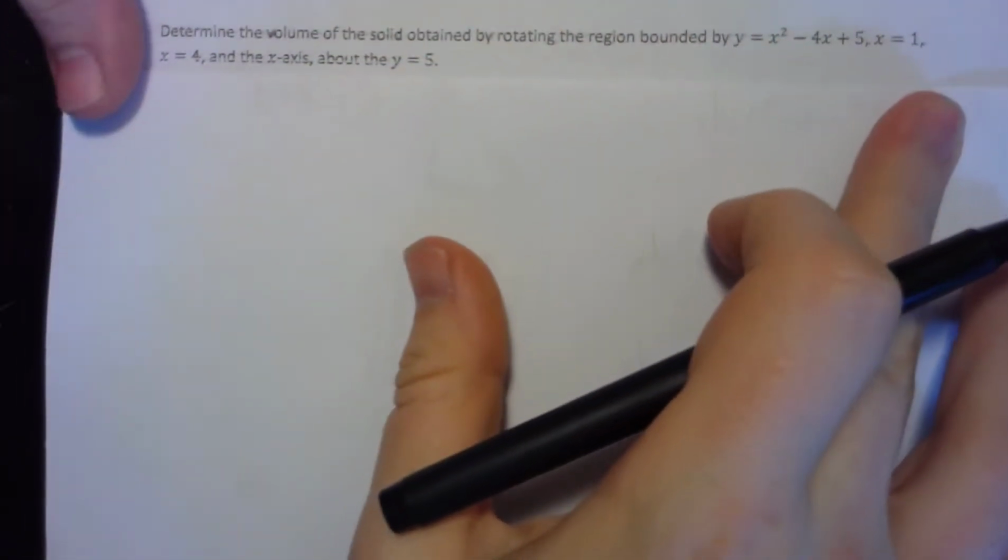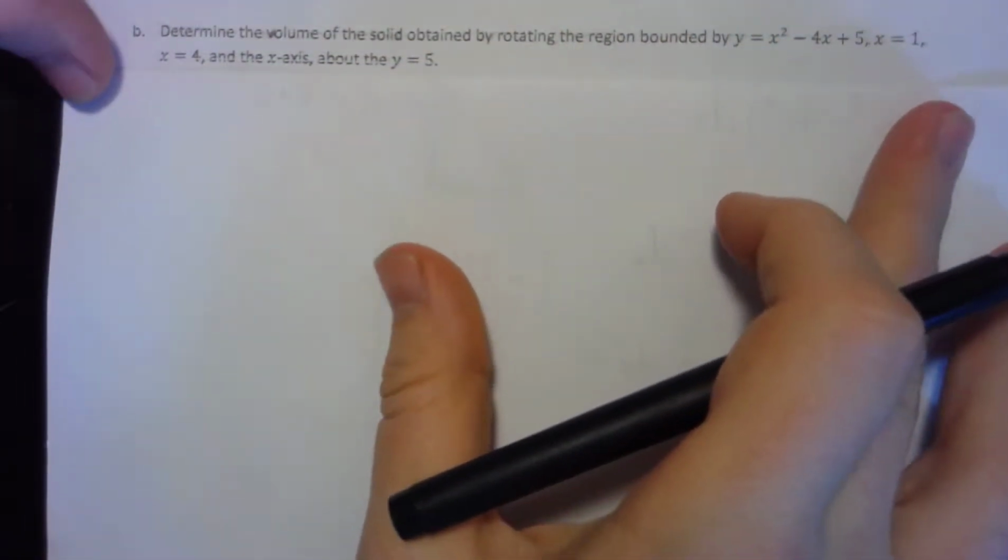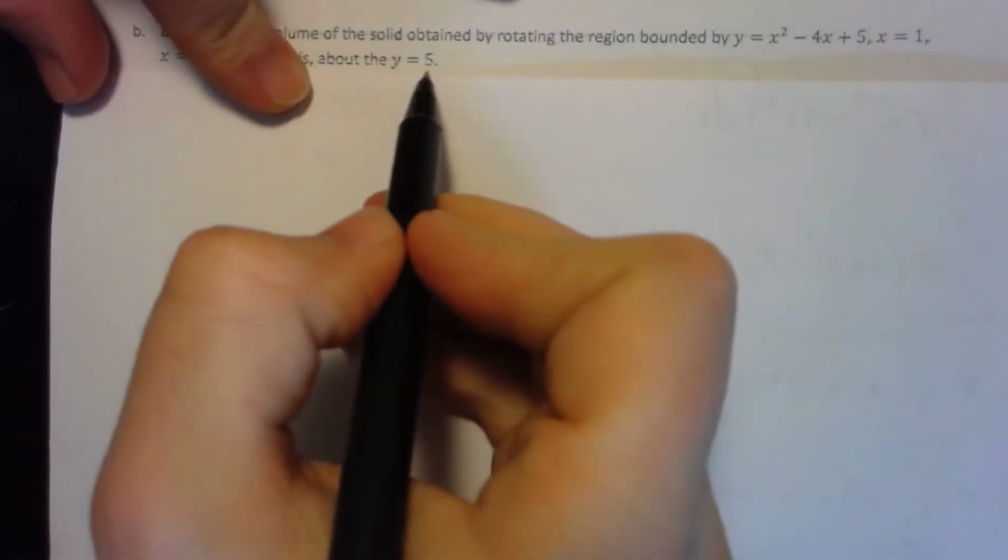In this video, we'll once again be looking at the volume of revolution using washers or disks, such that we're rotating around objects or functions that are not the x or y axis. So in this case, we'll be looking at a quadratic function bounded by x equals 1, x equals 4 and the x-axis, about the line y equals 5.